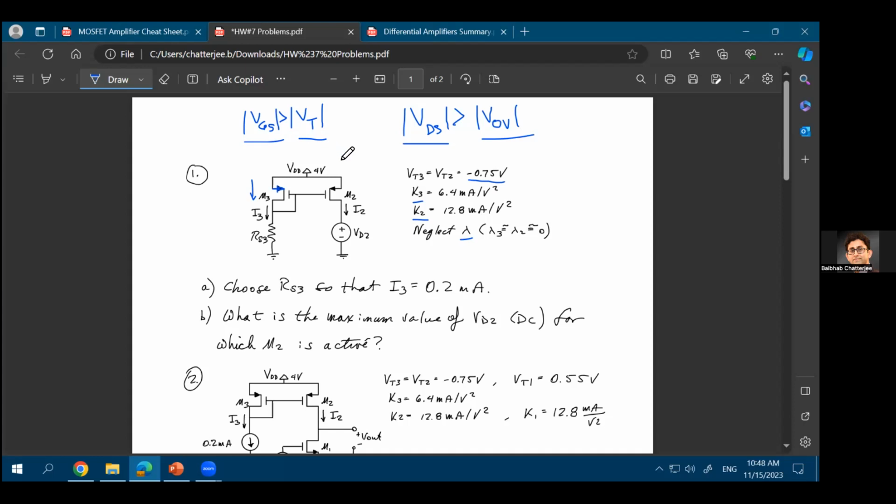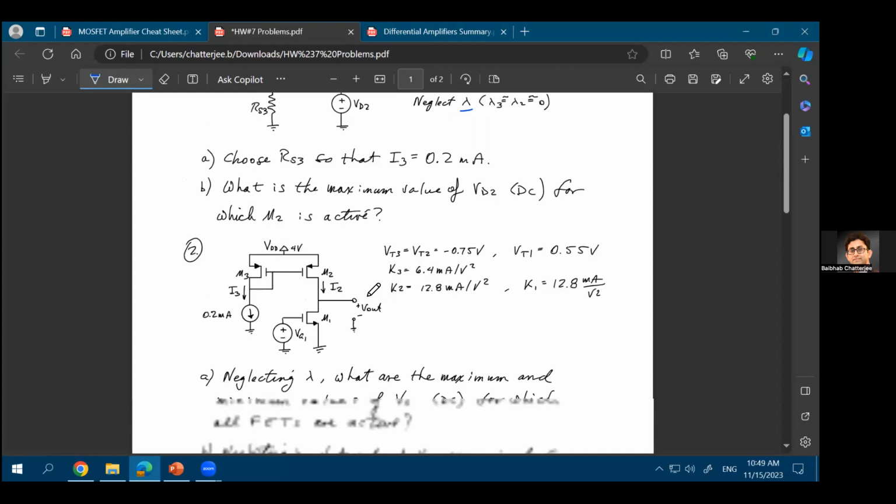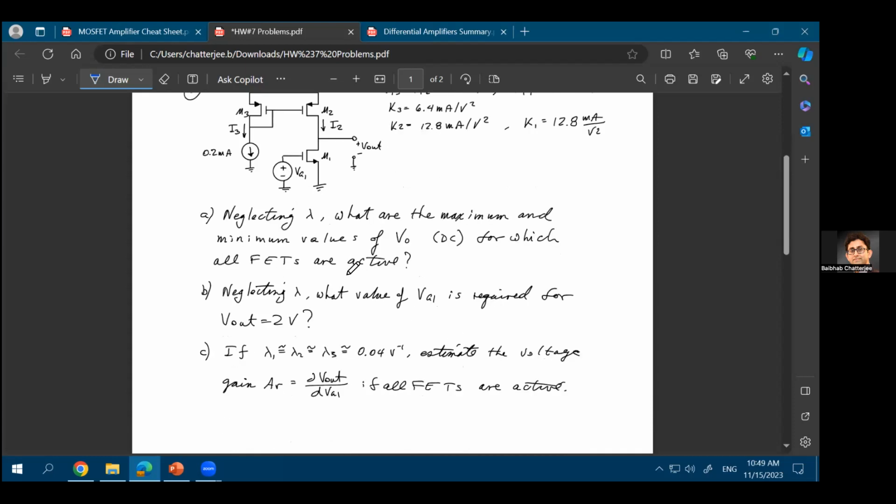So if you have any kind of confusion on how to solve these problems, remember that you just have to take the absolute value. And why is that? Again, coming from the device physics, the source potential will be at a higher potential than the drain for the PMOS, whereas it was the opposite for an NMOS. Okay, so that is, I guess, one part of the confusion.